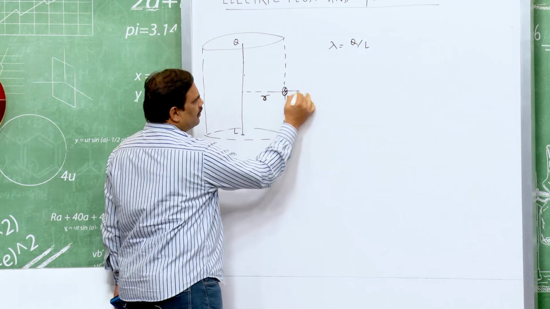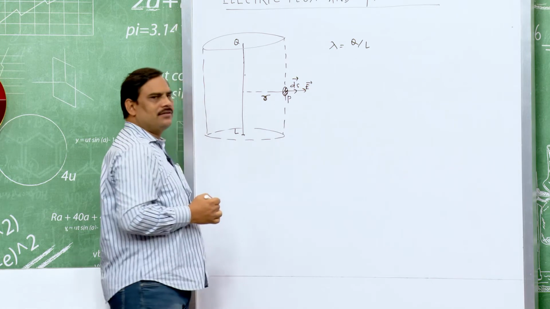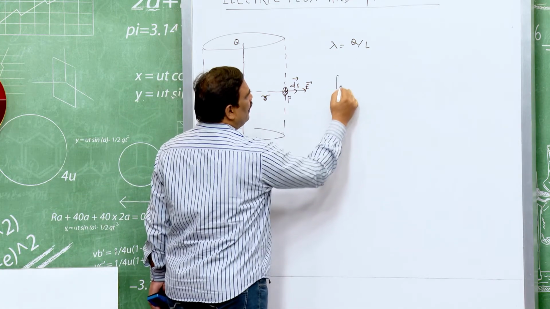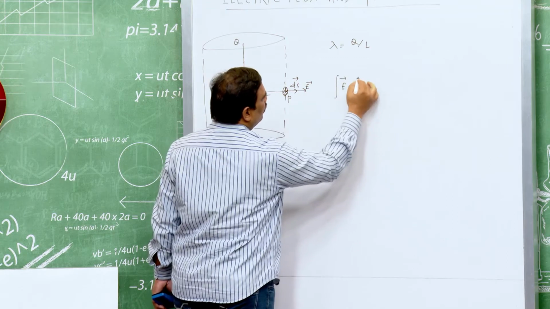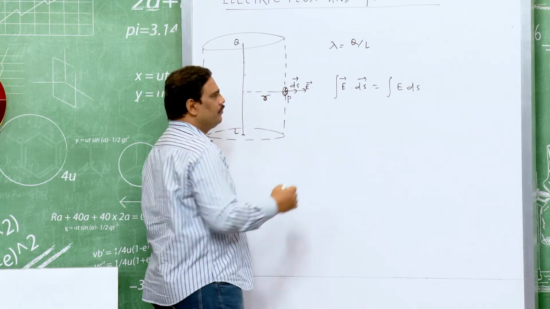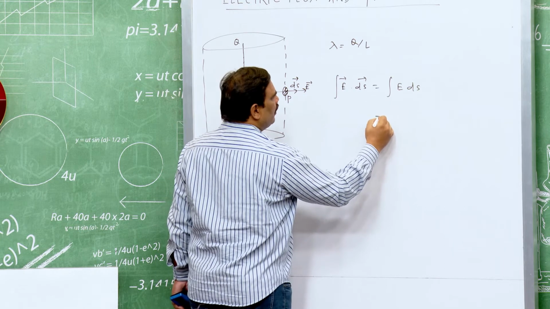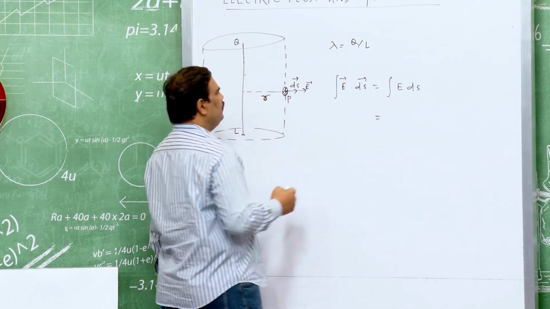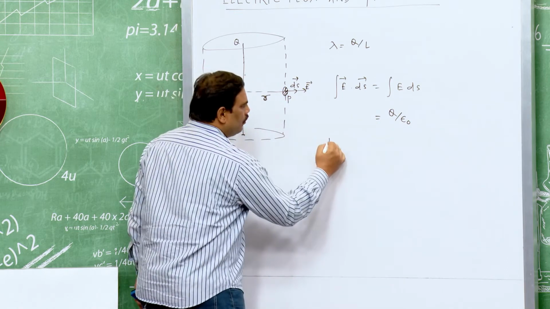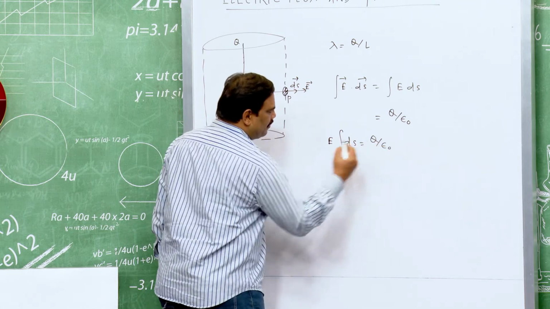Considering a small surface, we see E and ds are in the same direction. So, integration E dot ds is integration E ds, and this is equal to the charge enclosed divided by epsilon 0. So, E integration ds is the charge enclosed by epsilon 0.